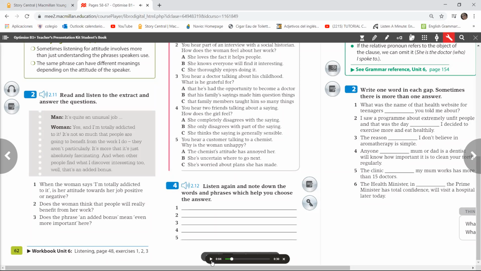Ok, antes de que continúe, ¿sí se escucha? ¿Alguien? Sí, Miss. Sí, se escucha. Gracias. Ok, let's continue then, okay?